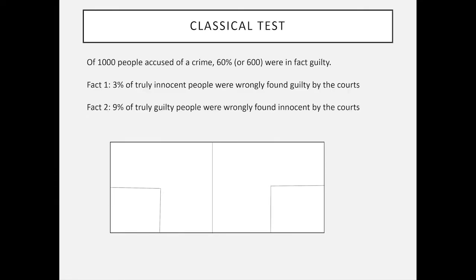Okay, I want to take a look at this idea of hypothesis testing and something called a type 1 error and a type 2 error in the context of classical testing and PROB value testing.